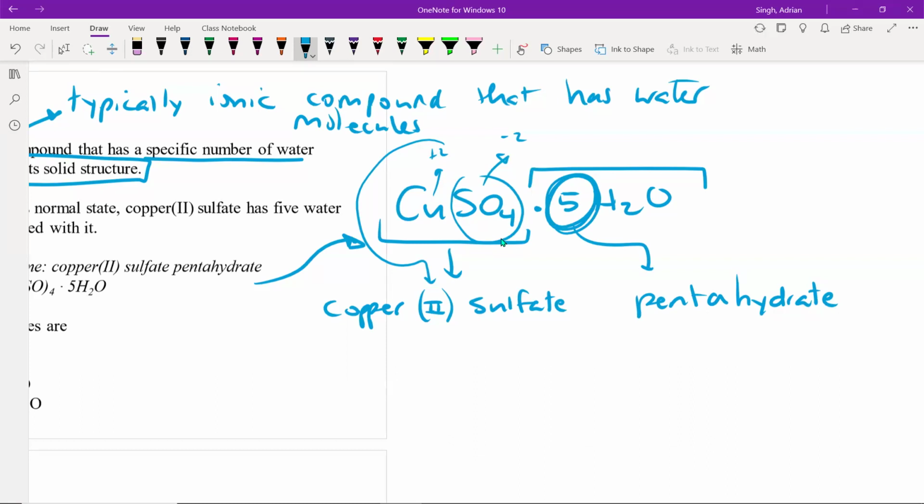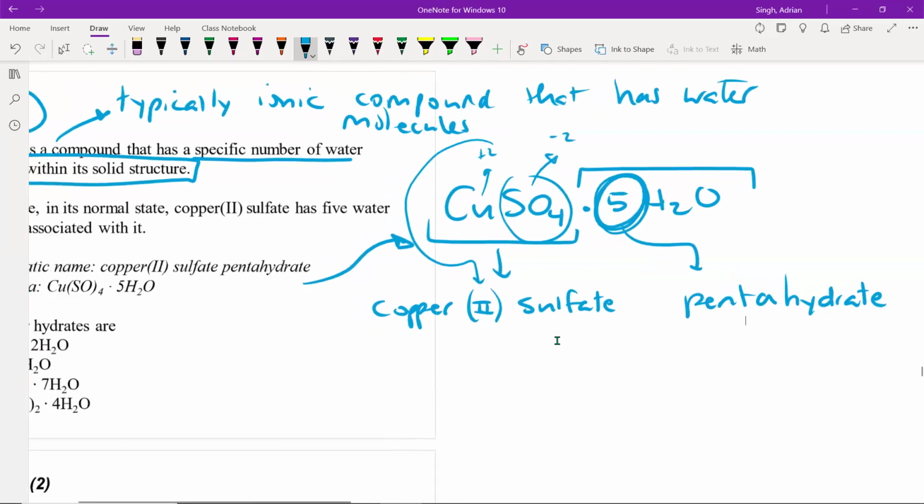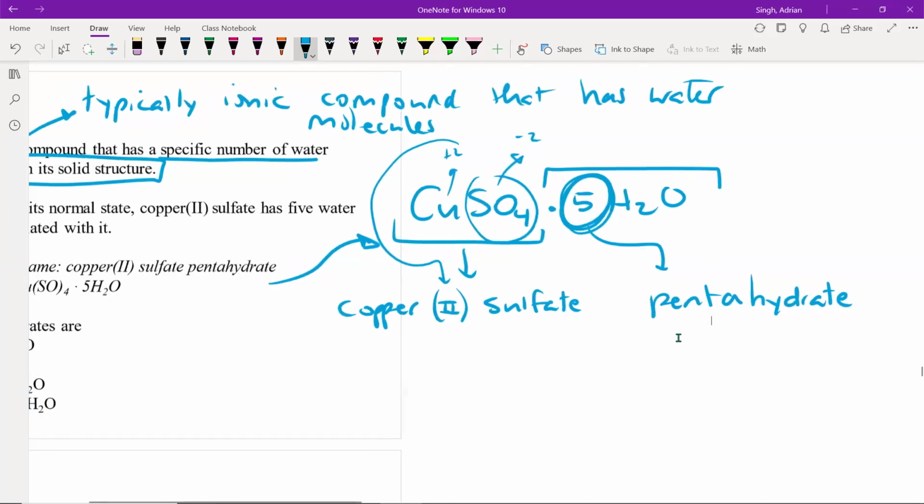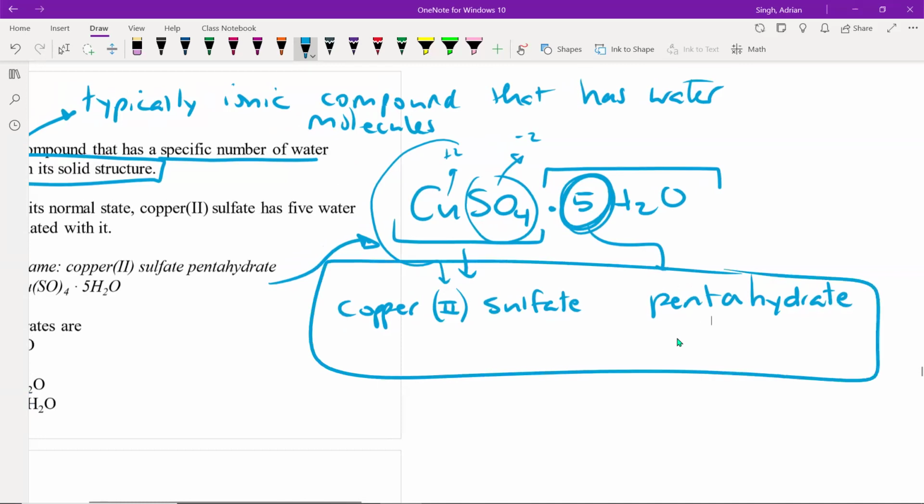This is where it might be a little confusing because we said it before: we only use prefixes for covalent compounds. Well, now we're actually using it for an ionic compound because this ionic compound is a hydrate. And we have to say exactly how many water molecules make up the crystalline structure, right? So this would be copper 2 sulfate pentahydrate. That's the full name for this compound.